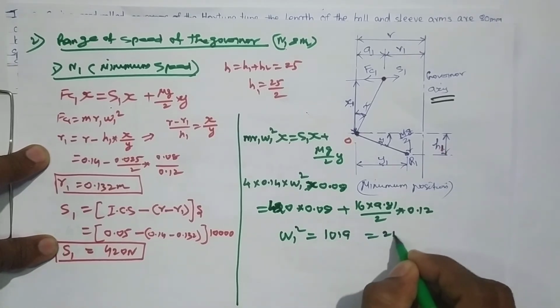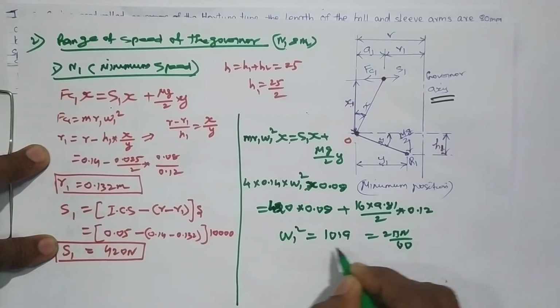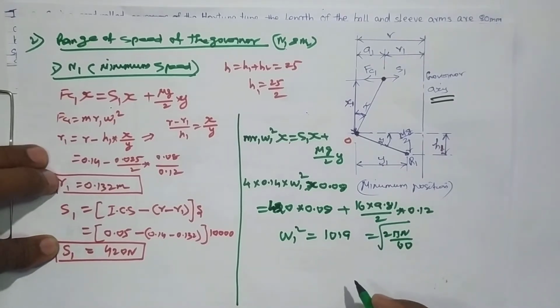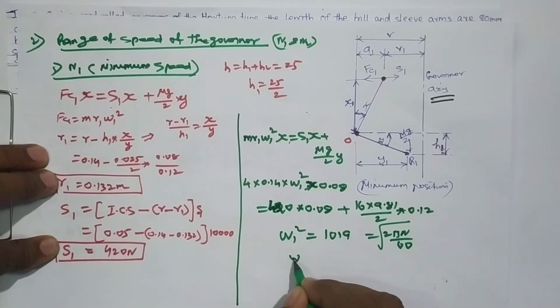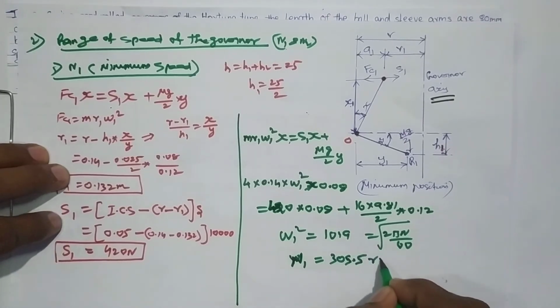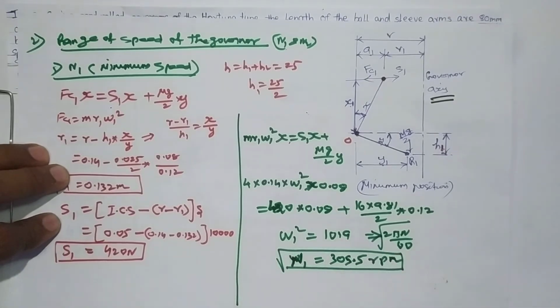So that is equal to 2 pi n divided by 16, right? So root of, right? So n1 equal to, you are getting that n1 equal to 305.5 RPM. Solving that equation, you are getting that 305.5 RPM.